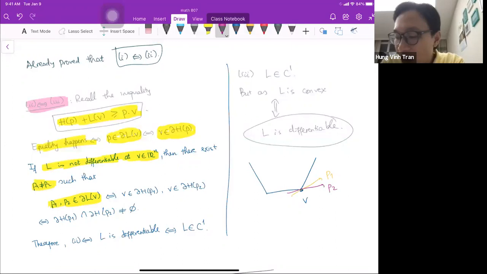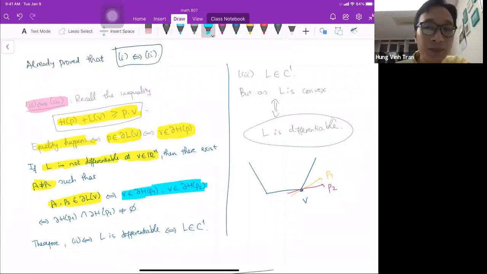And if P1 and P2 are in the subgradient set of L, then remember the duality, the equality is amazing here, this is equivalent to the fact that V is in the subgradient sets of both H at P1 and H at P2. Okay. And this is equivalent to the fact that the subgradient sets of H are not disjoint at different values of P. So we are done.